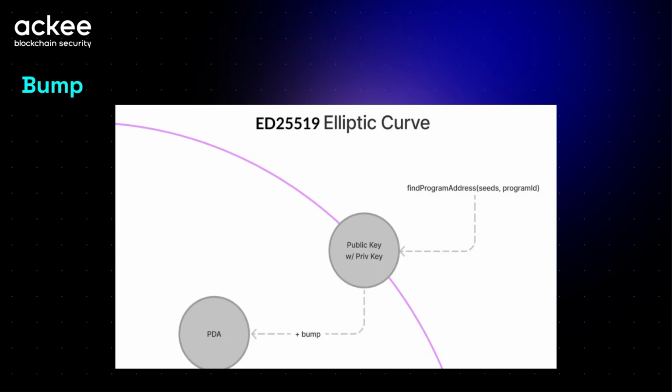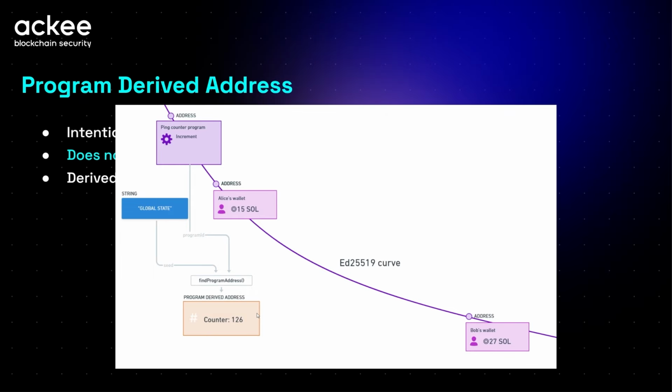So, what is the importance of bump? It is really simple. Let's show it on this example. Sometimes it may happen that you take the seed or seeds, if there are more than one, and you take the program ID. You create the PDA from that, but the PDA will land on the curve. That would mean you, on the one hand, derive the address, it is a PDA, but it landed on the curve. That means it has a corresponding private key.